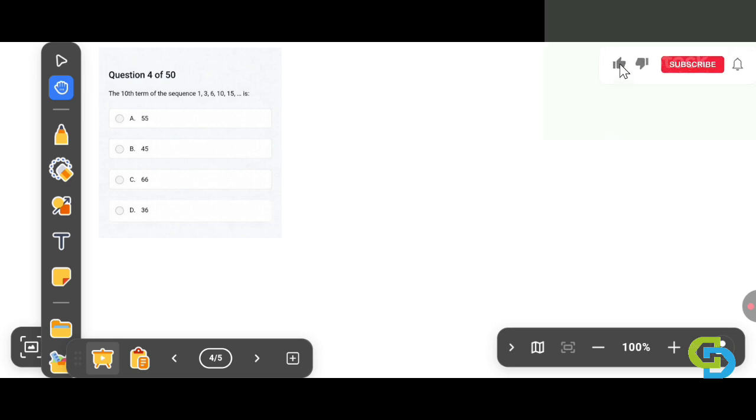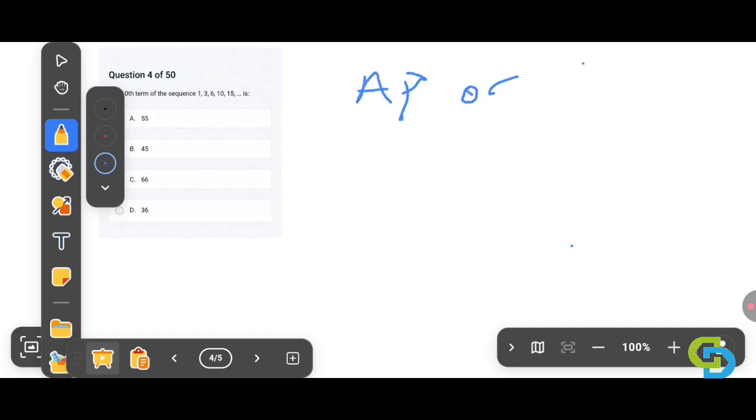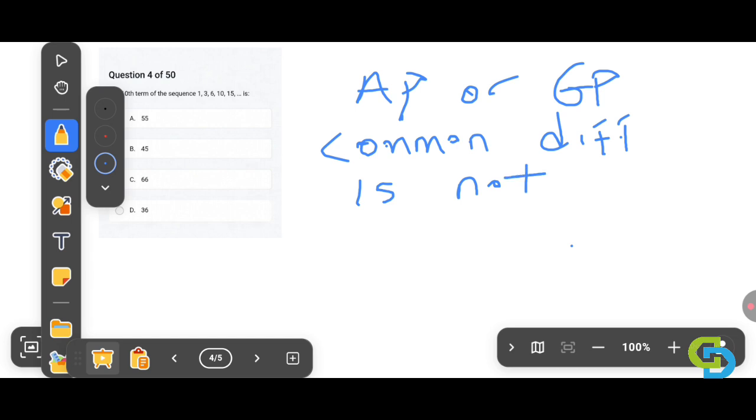Number 4. So what's number 4? It says the 10th term of the sequence 1, 3, 6, 10, 15, to infinity is what? So they said, what is the 10th term? We have been given a lot of numbers. Now, in this kind of sequence, you cannot use AP or GP. Why? Because the common difference is not constant.